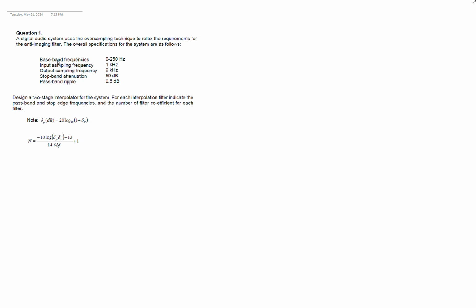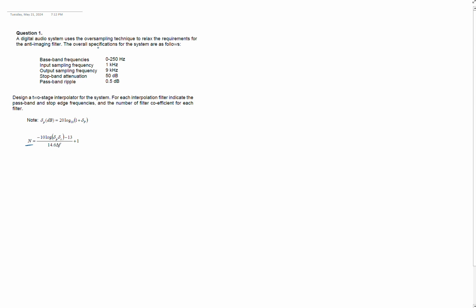Let's look at this question. A digital audio system uses the oversampling technique to relax the requirements for the anti-imaging filter. That means if you want to use a lower order filter, you can oversample your signal. We're going to see how this works and why.